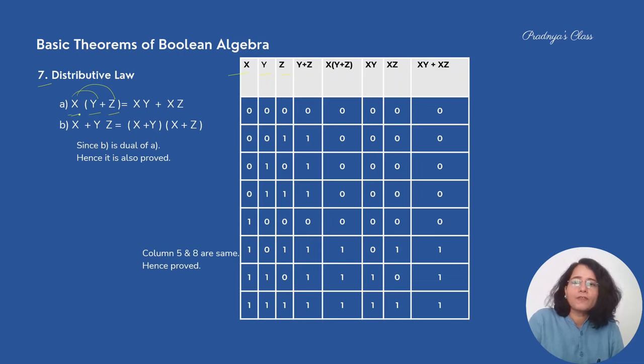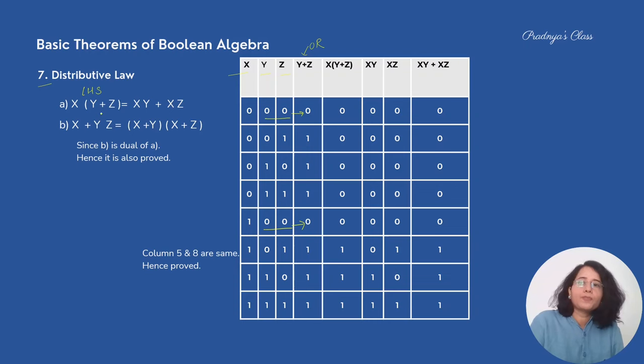So, let's solve for the left hand side first. In the left hand side, we have first in the bracket, that is y plus z. So, let's apply OR operation on these two columns. We can notice in the input combinations, there are all zeros in only these two combinations. So, we will get 0 for this. For other combinations, we are getting answer as 1 because there is at least 1 in the input combination.